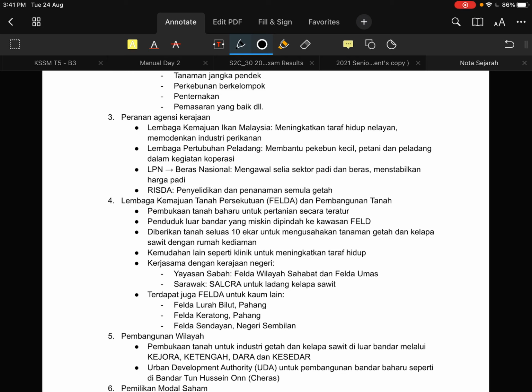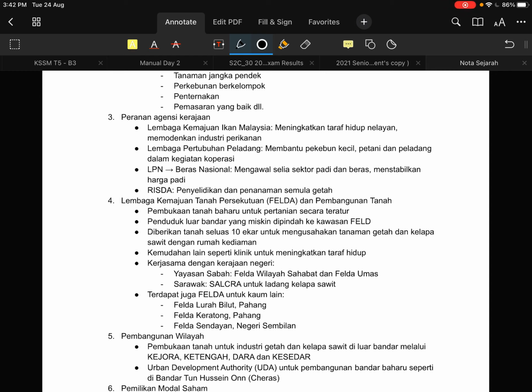And then number three is LPN, or now known as Bernas National. So Bernas is to control the paddy sector to make sure that the price of rice and paddy does not fluctuate too much, does not go up and go down. Instead, it will just remain at its normal price.